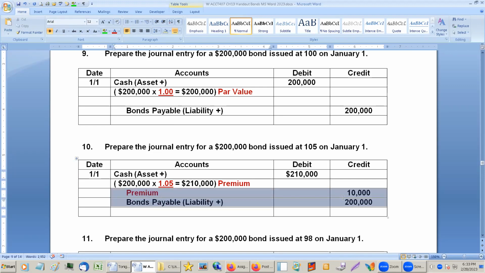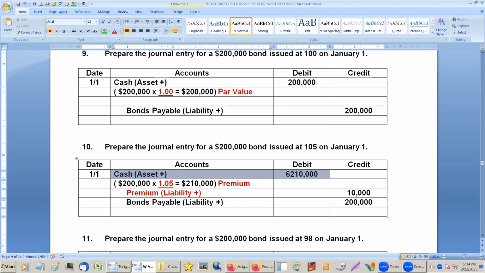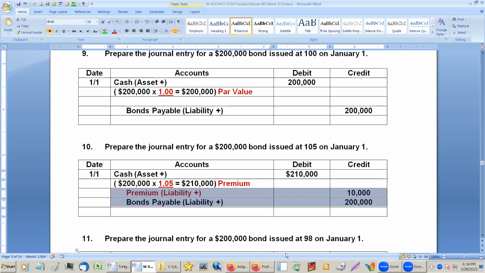Now, these two go together. This is considered a liability. It's going up. And if you think about it, you might say, well, wait a minute, this premium, isn't that a good thing? If you break it down to what really happened, how much did we really borrow? We really borrowed 210,000. How much do we owe? We really owe 210,000.